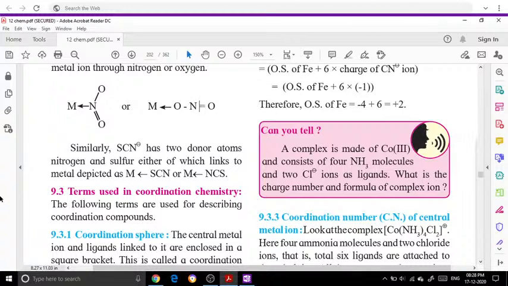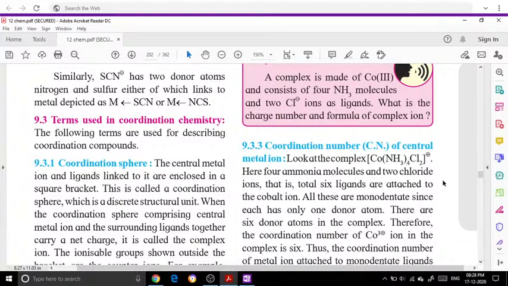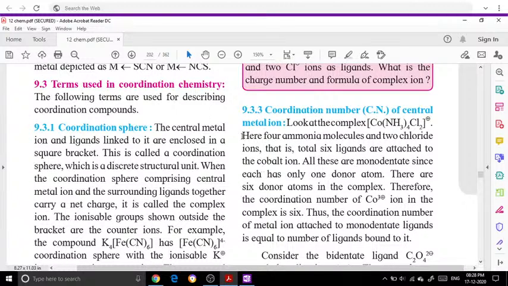Then we have terms used in coordination chemistry. So there are some basic concepts that we are going to study. First, coordination sphere. So what is coordination sphere? The central metal ion and the ligands linked to it are enclosed in a square bracket. This is important. We should keep a square bracket showing the central metal ion and ligands. This is called a coordination sphere, which is a discrete structural unit.